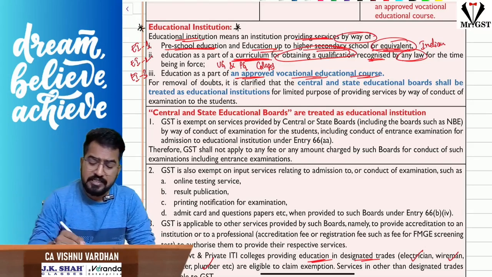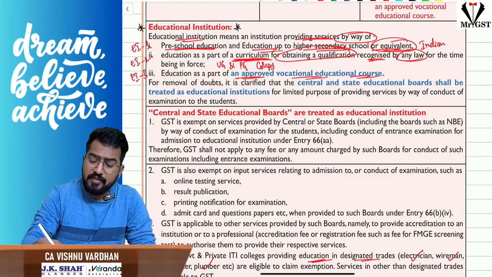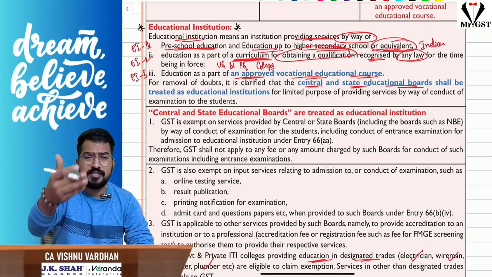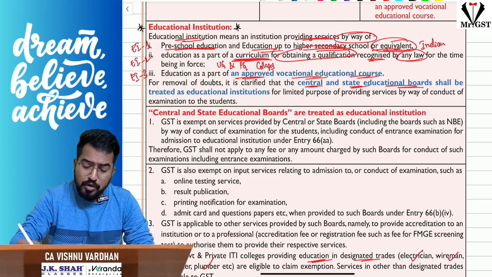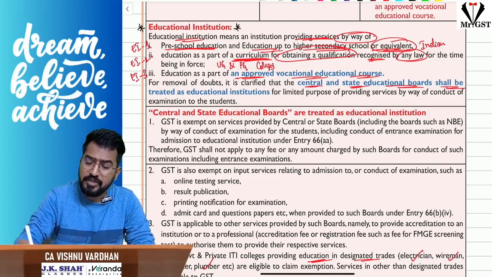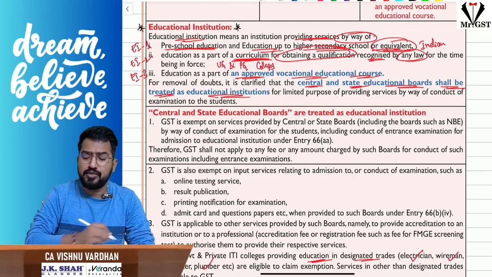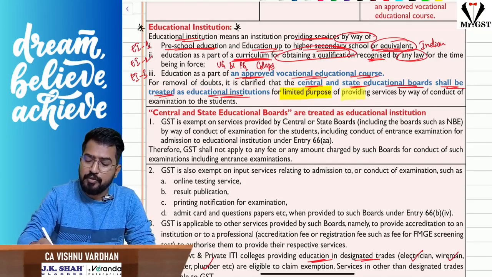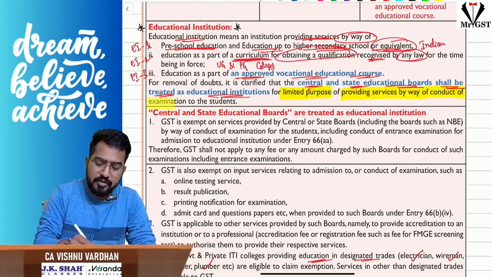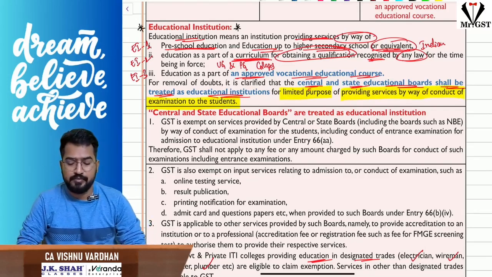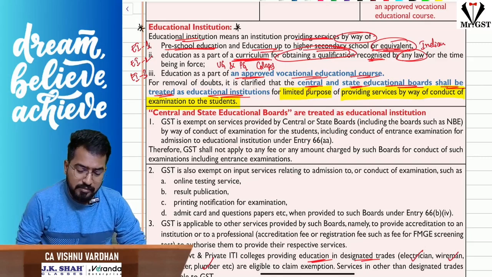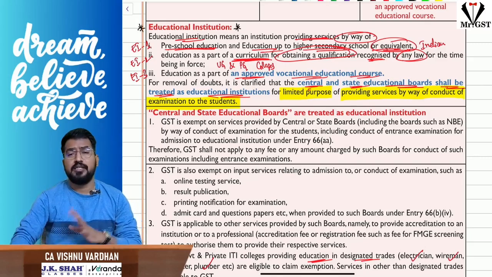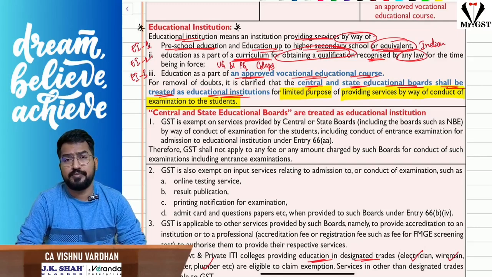And not only that, sir, the department has clarified that even the central and state educational boards, the CBSE, state boards, all these shall also be treated as educational institutions for the limited purpose of providing services by way of conduct of examination to the students. So for that purpose they will be treated as educational institutions. Hope it is clear for you.